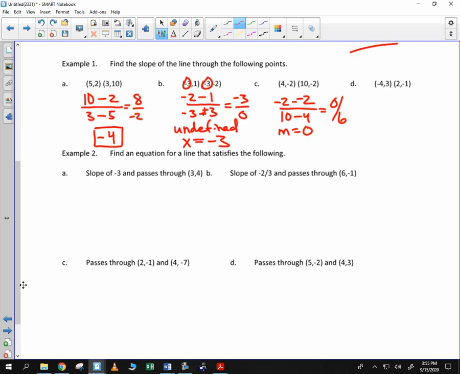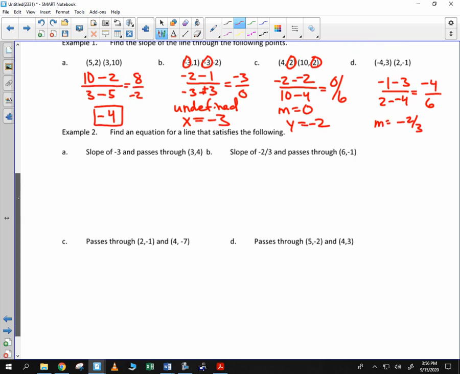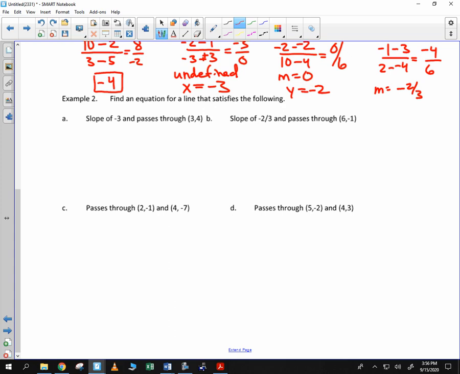If you wanted to write the equation for a line, you could, because you can see the y value stays the same. It is negative 2. Y equals negative 2 is the equation for the line. And finally, this one, negative 1 minus 3 over 2 minus negative 4. Negative 1 minus 3 is negative 4. And 2 minus negative 4 is 6. And I get negative 2/3. That's your slope. So now that you know a little bit more about slope, let us write equations for lines.